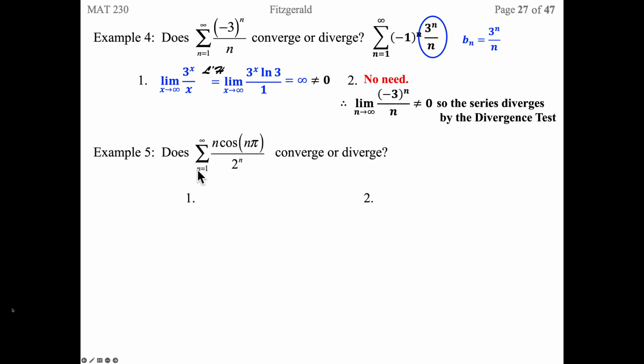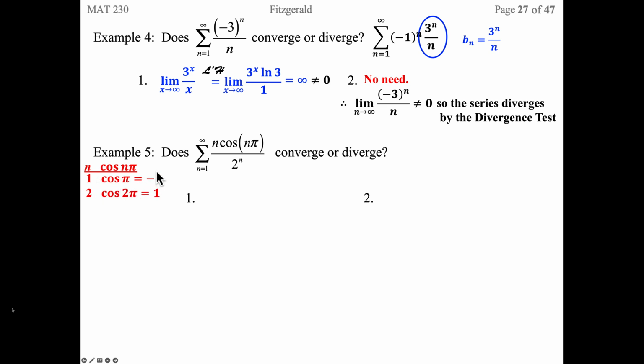Example 5. Wait, I'm looking at my series here. Where's my negative 1 to a power? Oh, wait a minute. It's hiding. It's right here. Let's look at cosine of n pi. When n is 1, 1 times pi, that's like 180 degrees. That's on the far left side of the unit circle. Your x-coordinate's negative 1.